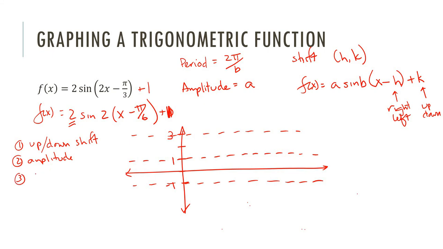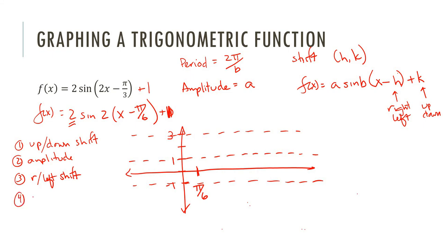The third thing I would suggest is your right and left shift. That comes from my h value, in this case -pi over 6. Remember that right and left shift is always the opposite. So I'm going to go to the right pi over 6 units, and that's going to be where my function begins. Not at 0, but to the right pi over 6.